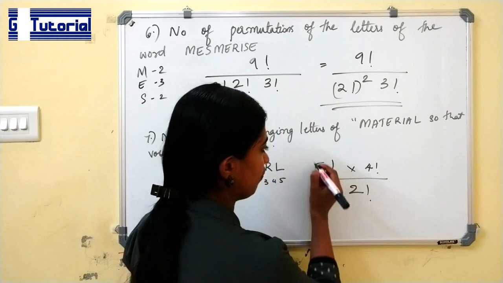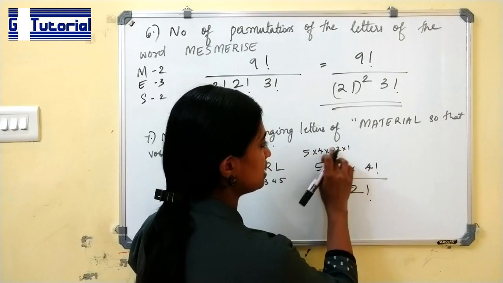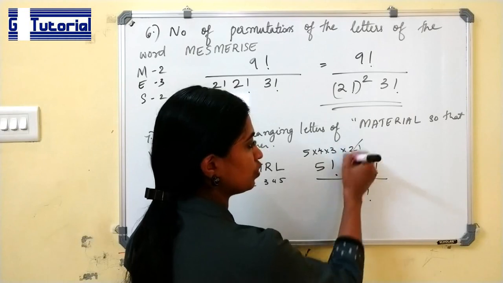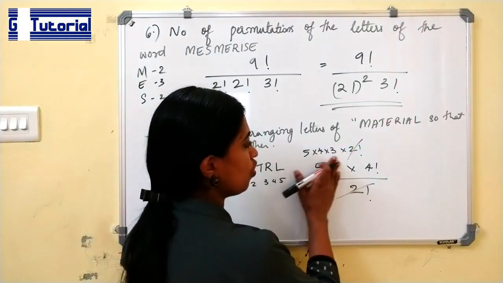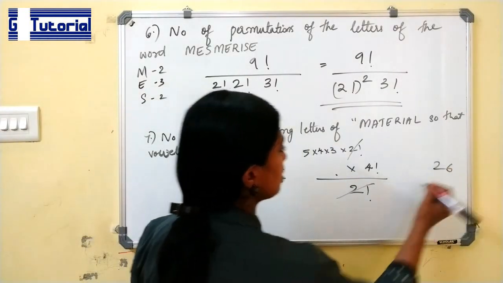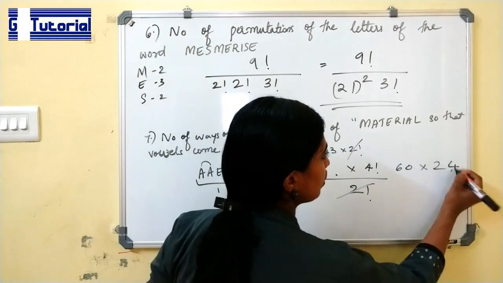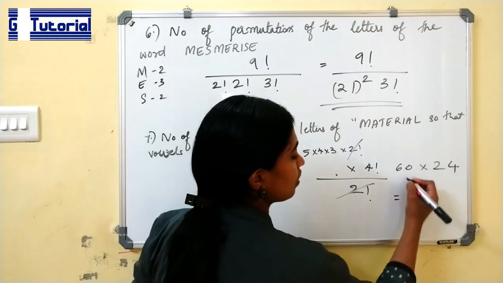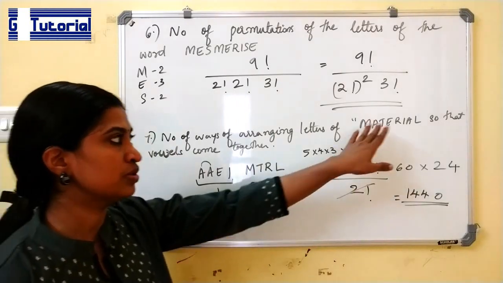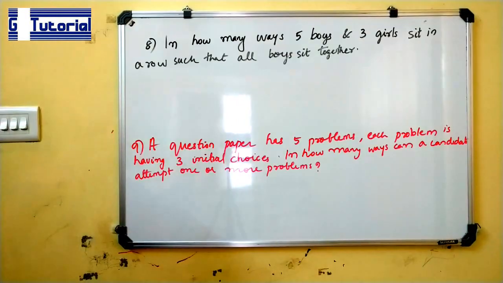So 5 factorial is 5 into 4 into 3 into 2 into 1. We can write it like this now. So 2 factorial and 2 factorial get cancelled. So 5 into 4 into 3 into 4 factorial. 4 factorial is 24. 4 3s are 12. 12 5s are 60. So 24 into 60 gives the answer. That is 24 into 6 is 144, so 1440. This gives the number of ways in which the letters of the word material can be arranged so that vowels occur together. Next question.